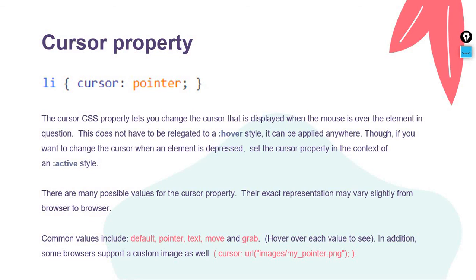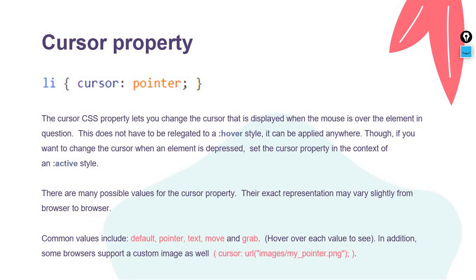Since we brought up the topic of mouse-responding pseudo classes, it makes sense to also cover the cursor CSS property. This property lets you change the cursor that is displayed when the mouse is over the element in question. This does not have to be relegated to a hover style. It can be applied anywhere.